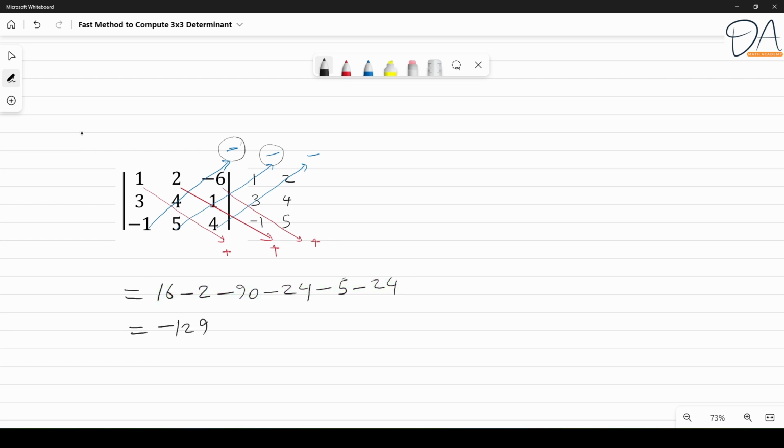You can, of course, double check this by using, for example, the cofactor expansion. And if you're not familiar with that, you can check the channel. There is a video that explains that method. Let me show you another example.